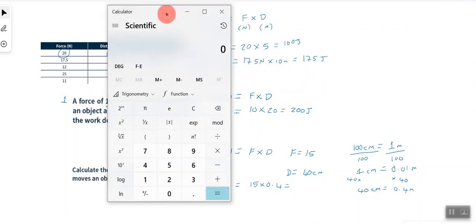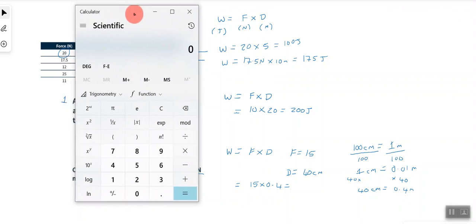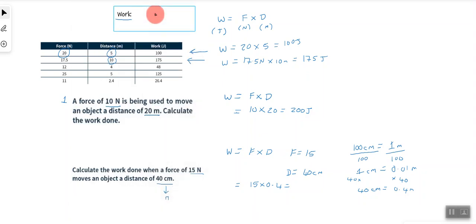Let me just check this. 0.4 multiplied by 15. So that's equal to 6, and that's going to be 6 joules.